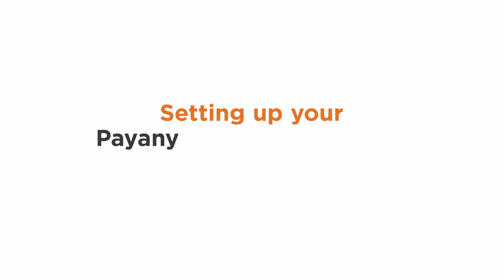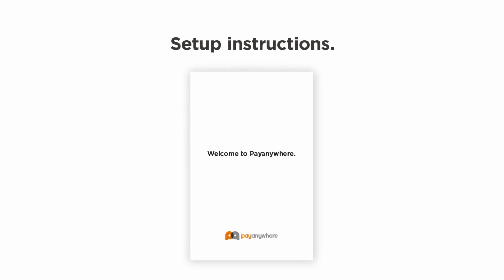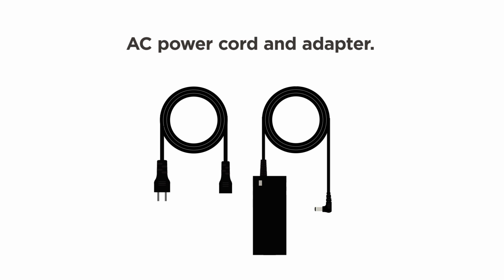Setting up your Pay Anywhere Smart POS Plus. Open your Pay Anywhere Smart POS Plus. Inside you'll find a quick start guide, your Pay Anywhere Smart POS Plus with preloaded thermal printer paper roll, and an AC power cord and adapter.